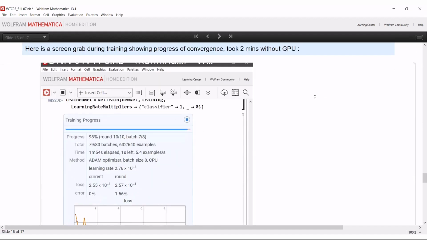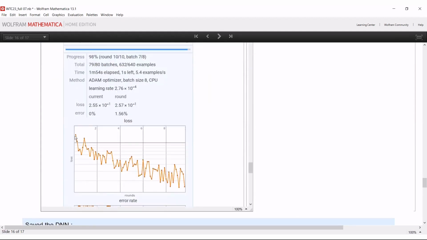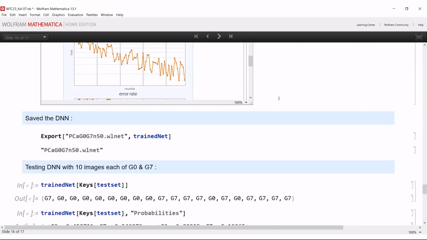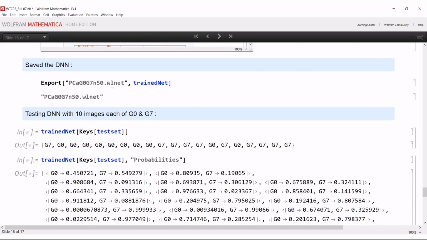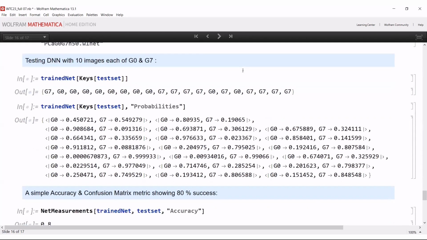Rather than run it, I'm just going to give you a screen grab to show you what you can actually see whilst the network is training. And so over time, you'll see this curve being generated. And you see that the error rate is decreasing quite nicely. So this is indicating that it's moving towards convergence. We could probably extend this a little bit. I haven't seen much difference in terms of outcomes, though, by doing so. Once we have this network trained, we can export that for safekeeping in the Wolfram format.